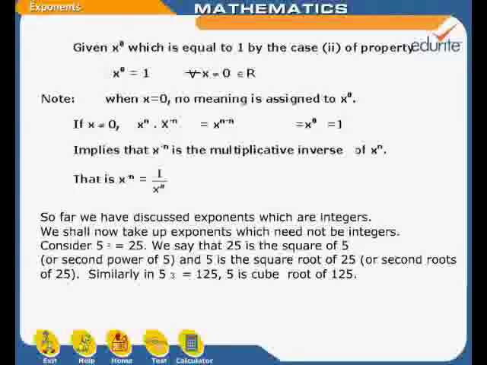We say that 25 is the square of 5 or second power of 5, and 5 is the square root of 25 or second root of 25. Similarly, in 5 raised to the power 3 is equal to 125, 5 is the cube root of 125.